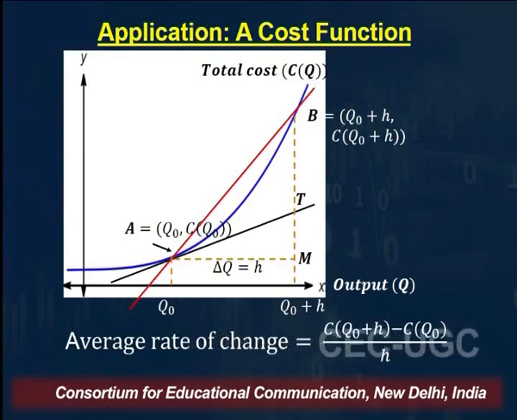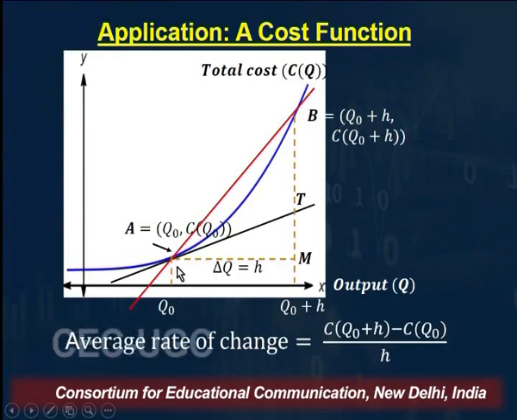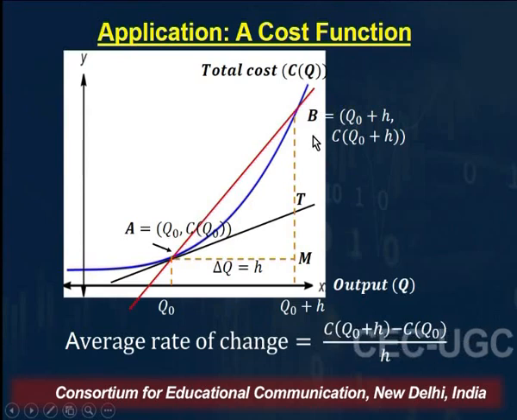And let's suppose our starting point is A, so we are producing Q naught units. So, the associated cost is C of Q naught. And let's suppose we increase our production to Q naught plus H. That information can be used to calculate the average rate of change, which is nothing but C of Q naught plus H minus C of Q naught, divided by H. So, that's nothing but the slope of the secant AB.